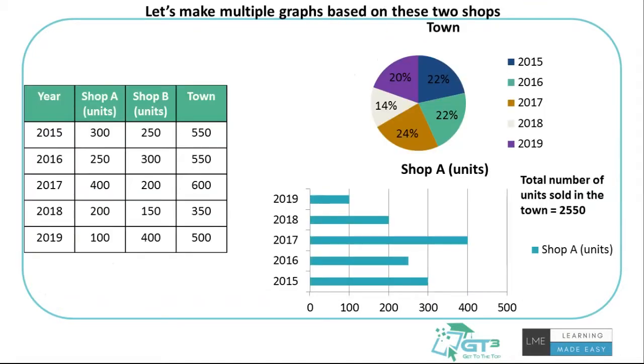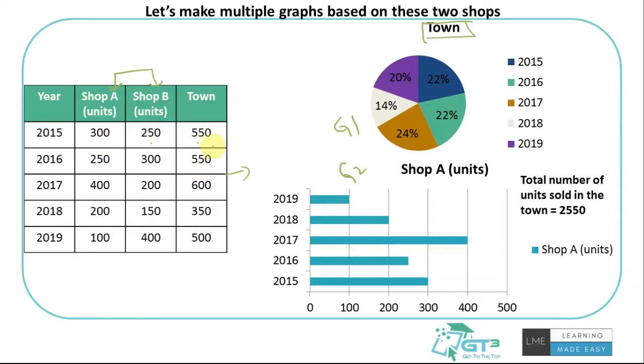Let's look at the same piece of information. Just to show how the information could be given, I'm converting this into two different graphs, graph 1 and graph 2. What is graph 1? It's a pie chart showing the percentage of sales over the 5 years for the entire town, which is basically shop A plus shop B. All the while we have not talked about this. Let's assume there are only two shops. So in 2015, shop A sold 300, shop B sold 250. So the town as a whole has seen sales of 550, 600, 350, 500, etc.